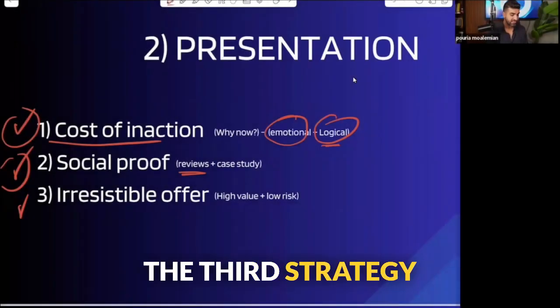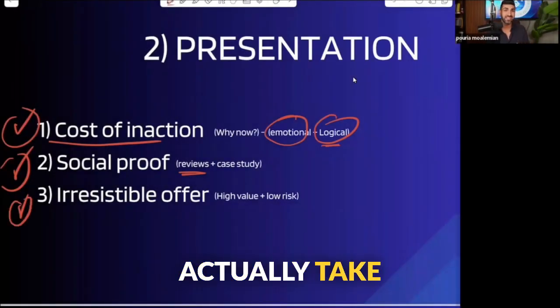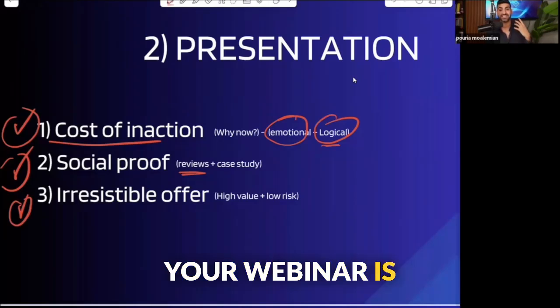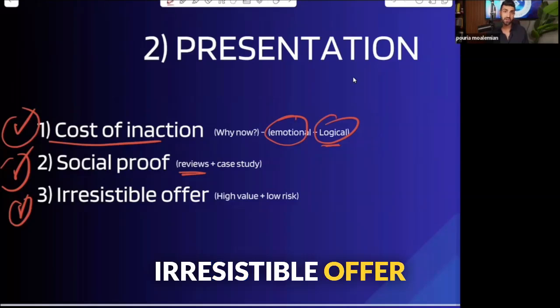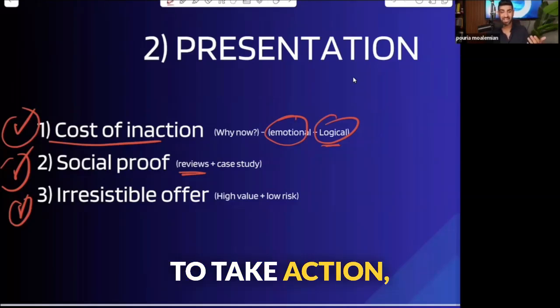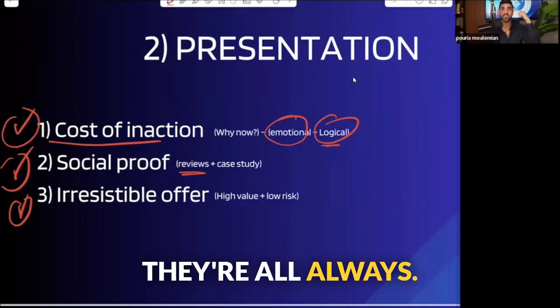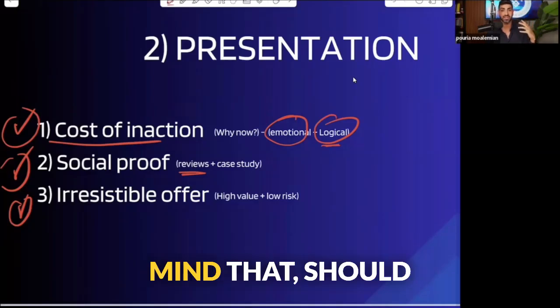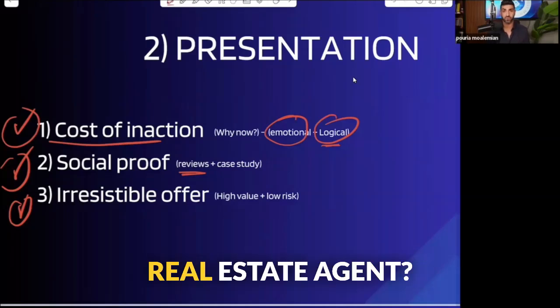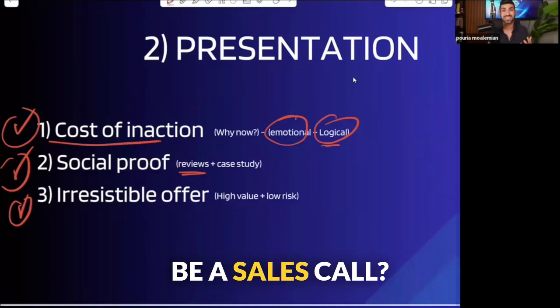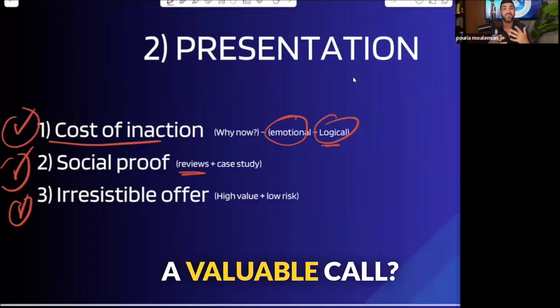The third strategy to get people to actually take action inside your webinar is an irresistible offer. So when it comes to an irresistible offer and getting people to take action, there are always questions in people's minds: should I book a call with this loan officer or real estate agent? Is this going to be a sales call? Is this going to be a risky call? Is this going to be a valuable call?